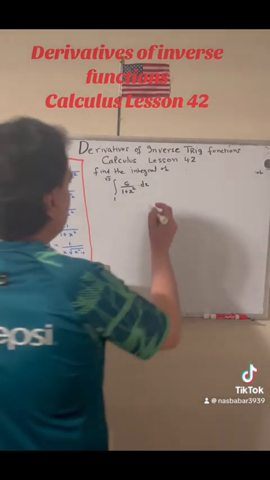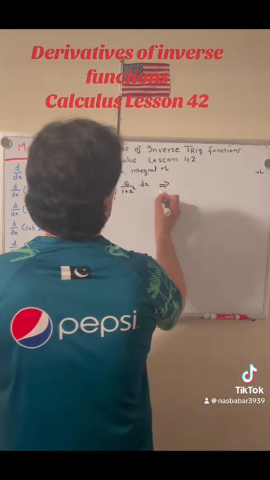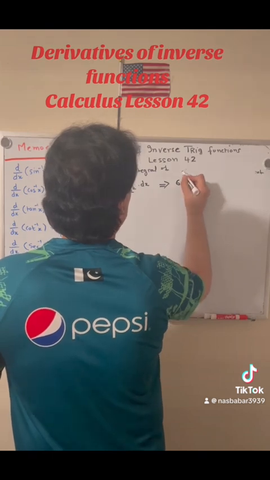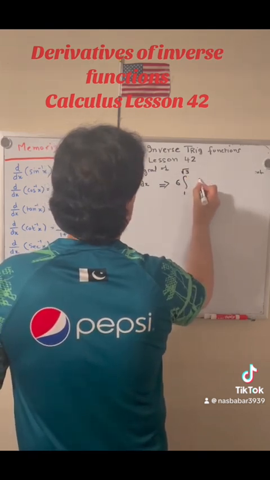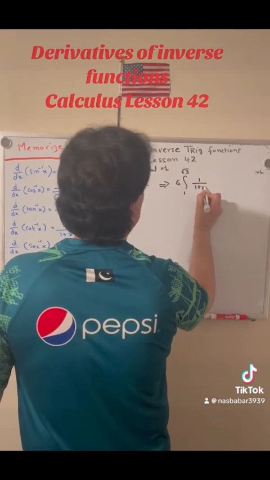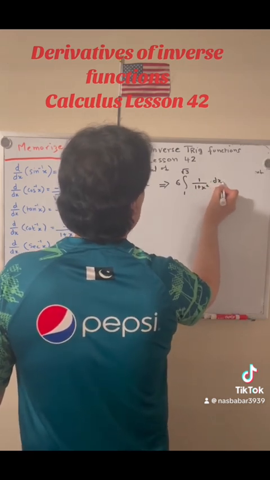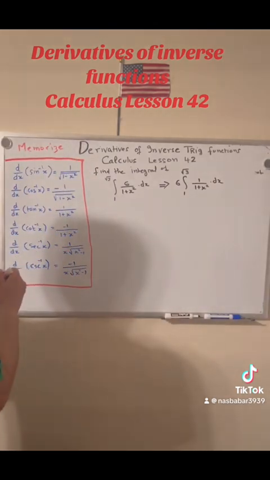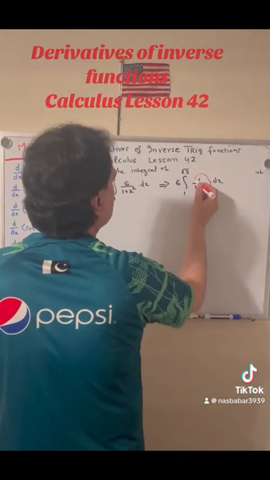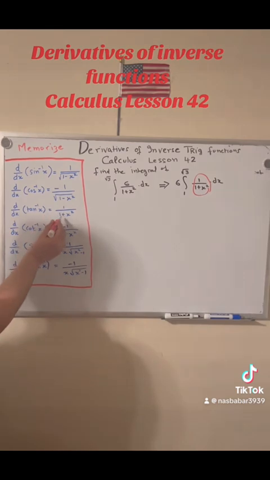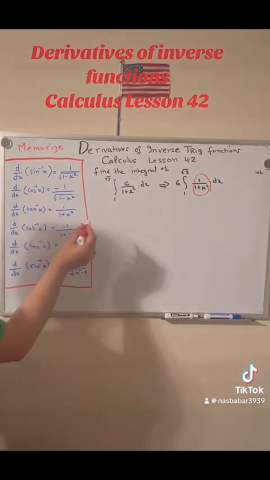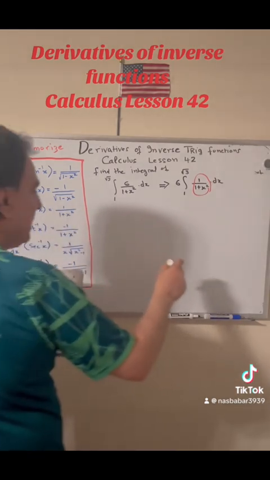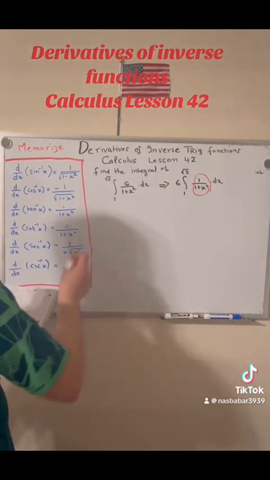If I do that, I know that my 6 is constant, so I can bring it outside the integral. So that's my first step. Then I have 1 over 1 plus x squared dx. The integral of 1 over 1 plus x squared, I can replace by tan inverse of x, all right?